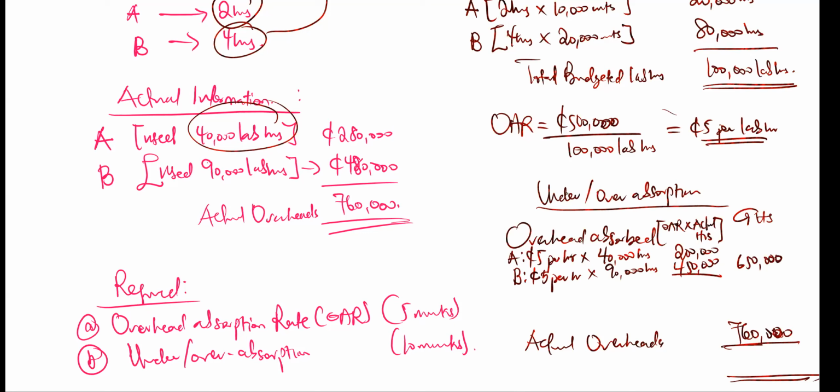650,000 expected to be absorbed. It is like going to the iPhone shop expecting to spend 650, but when we went, it actually cost 760. Are we under or over? We estimated to spend 650, but we actually spent 760, so we are under absorbed. Underestimated by how much? 110,000, right? Under absorption, meaning this is an extra expense.